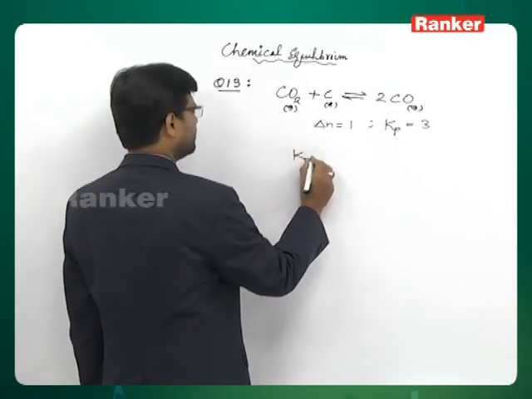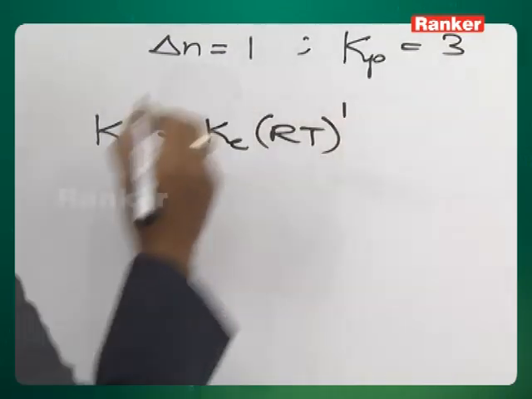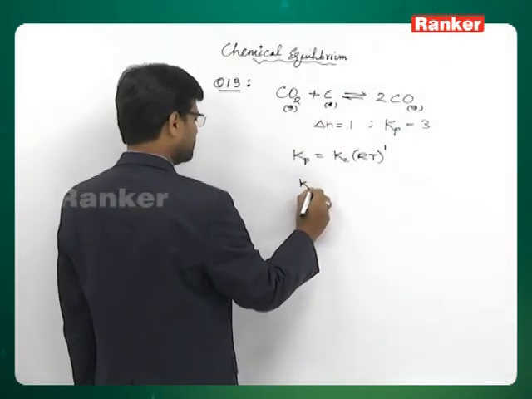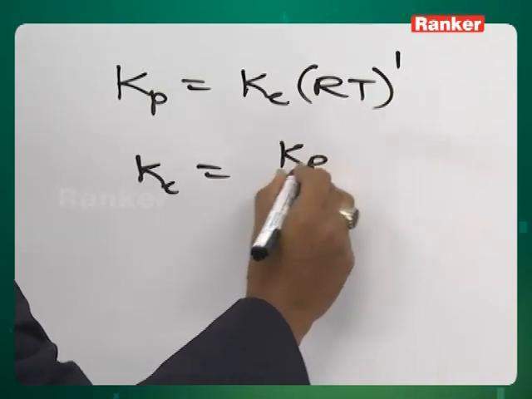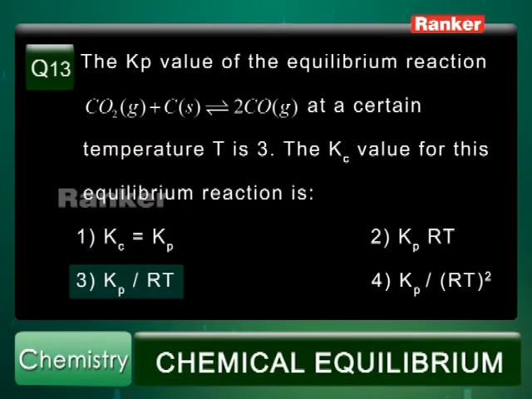Kp value is 3 and you are asked to find out Kc. We know that Kp equals Kc into RT power delta N, that is 1. So, Kc equals Kp by RT. So, the correct answer is the third option, Kc is equal to Kp by RT.